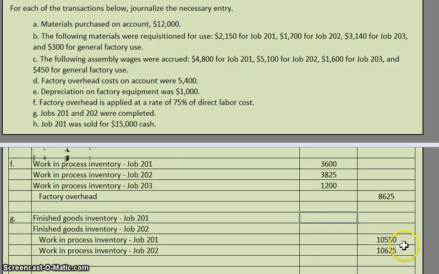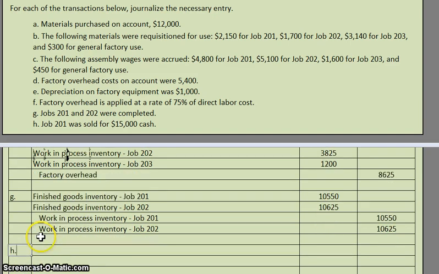So that means that those amounts are simply going to be plugged into the finished goods inventory for those individual jobs. And that's it for G. We're simply moving those sums away from our work in process inventory into finished goods because now they were completed in G. Now the last one we want to do today is H.